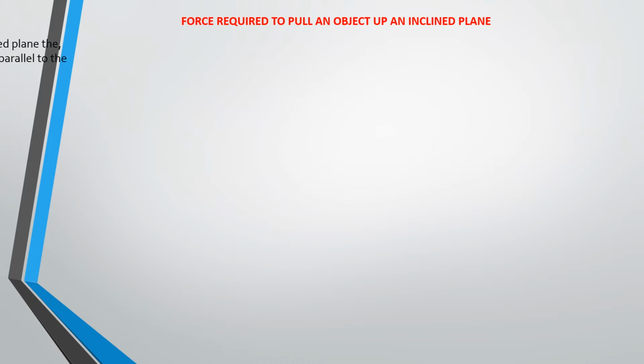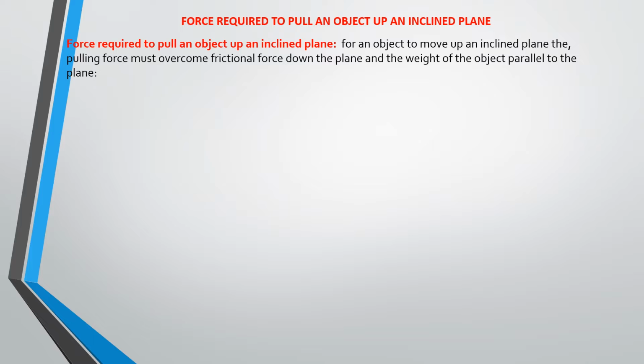So we are looking at the force that is required to pull an object up an inclined plane, right? For an object to move up an inclined plane, the pulling force must overcome 1. the frictional force, and 2. the weight of the object that is parallel to the plane. So the force must overcome the component of the weight of the object parallel to the plane, and it must also overcome the frictional force that is acting downward, opposite to the pulling force.